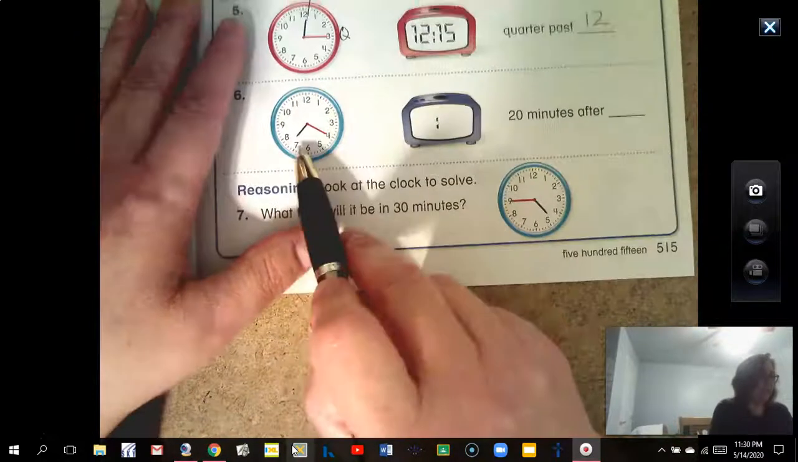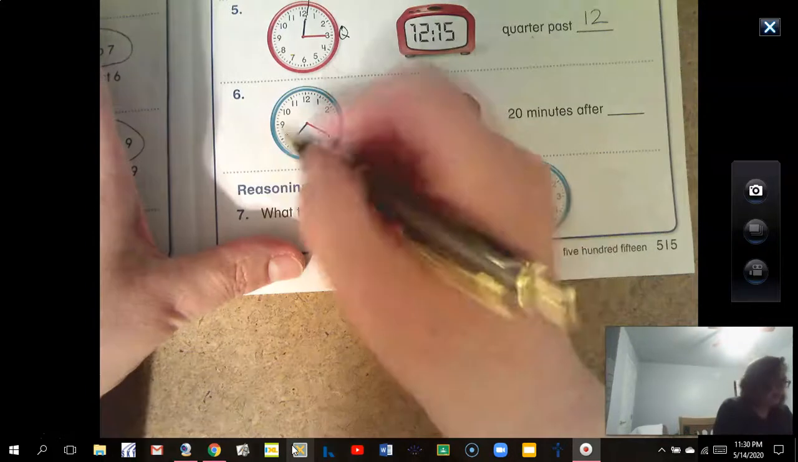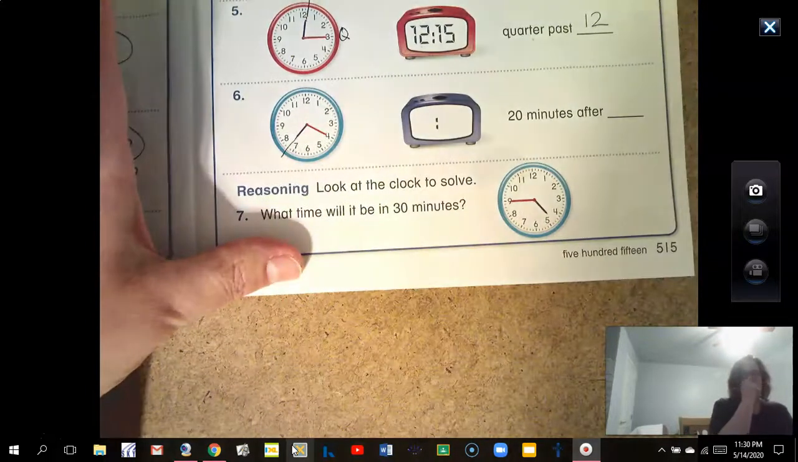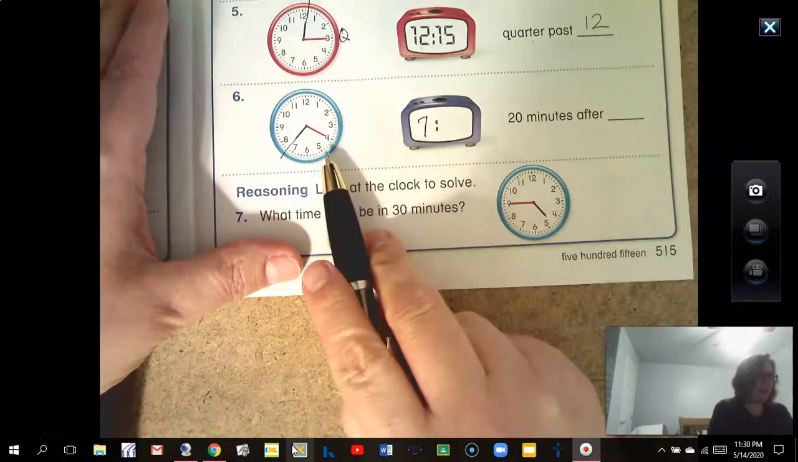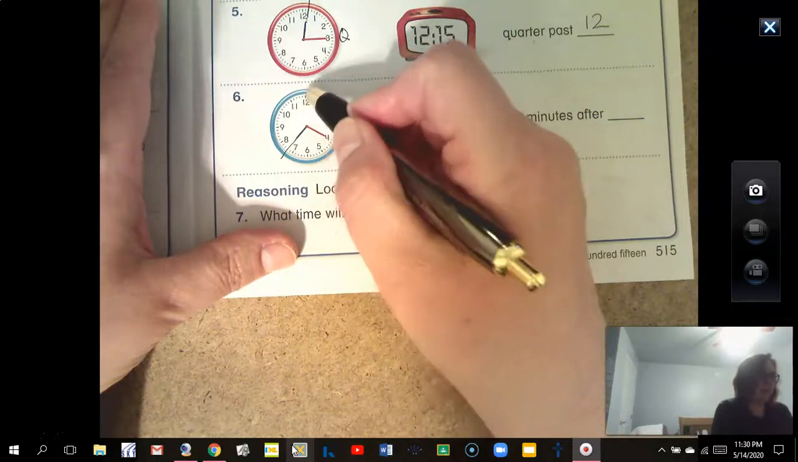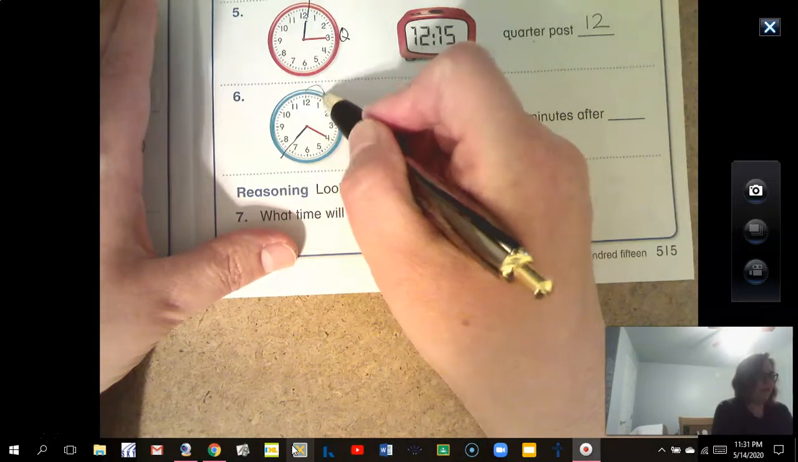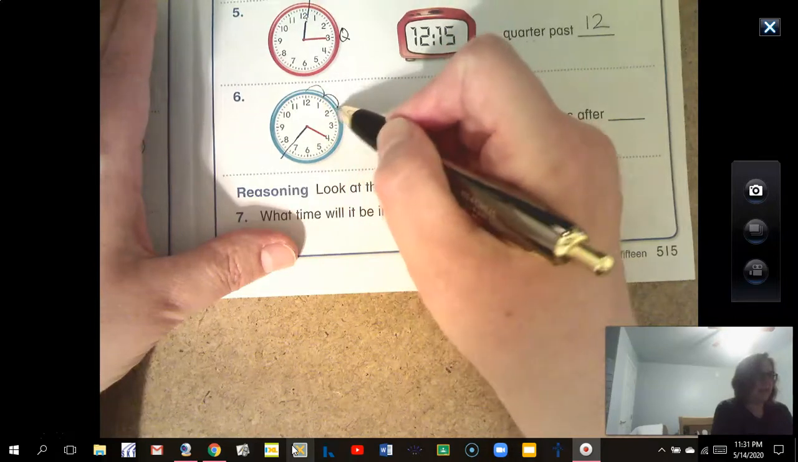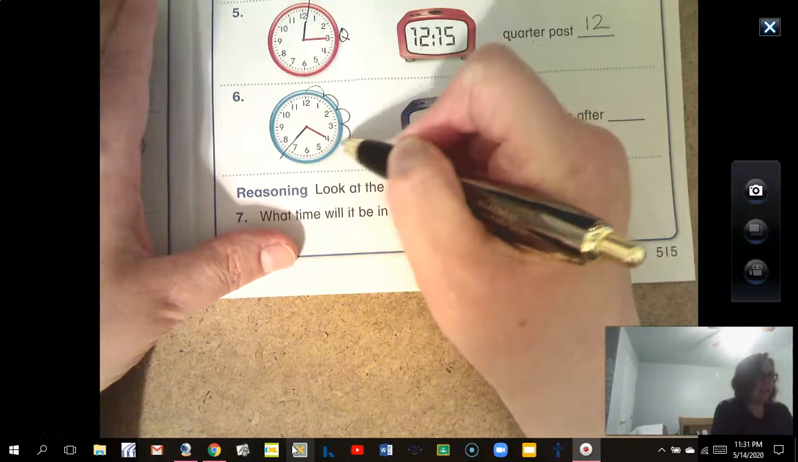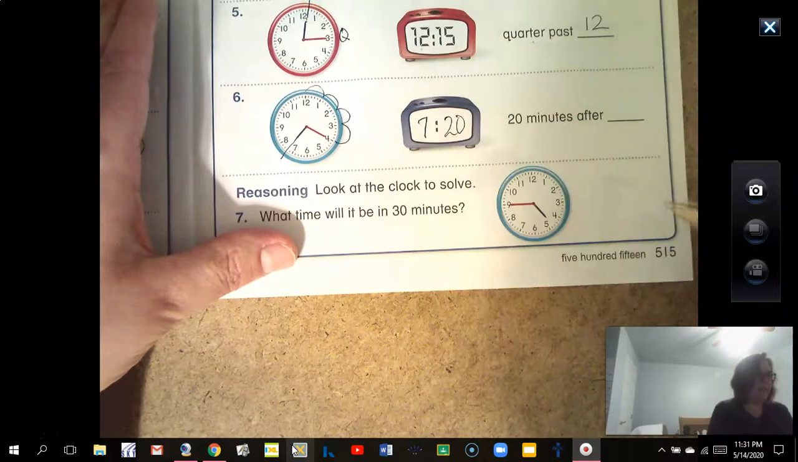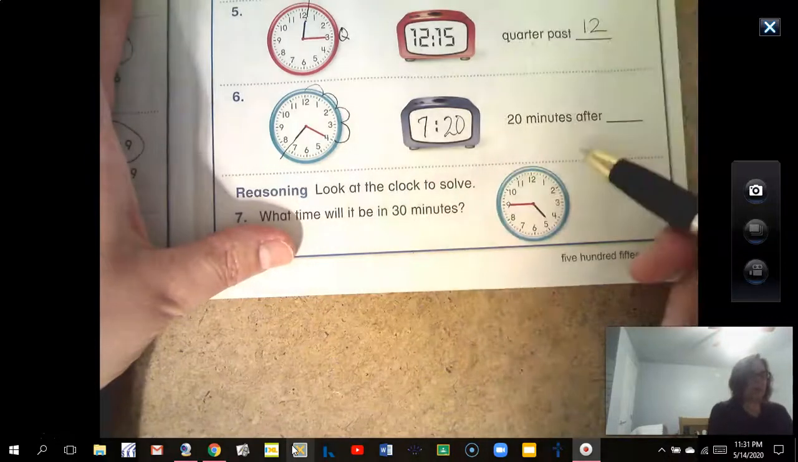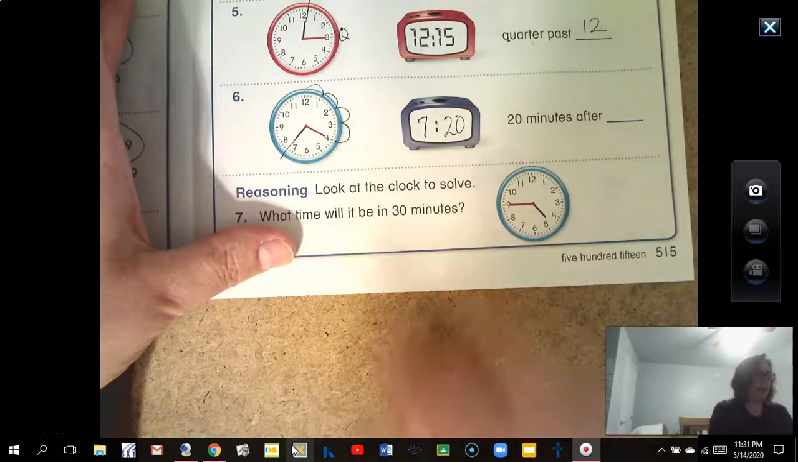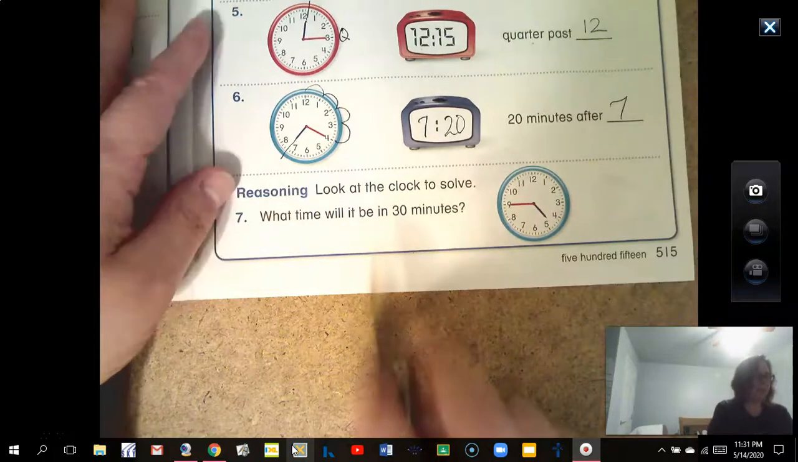All right, let's take a look at this one. Let's look at the hour. If I extend it out between the 7 and the 8, so it hasn't reached the 8, it's 7. And then let's go to the minutes. Let's start counting. Remember, we count minutes by 5s. 5, 10, 15, 20. We could also have looked at our clock. See, I wrote 20 there before, so it's 20 minutes that went past. And it's 20 minutes after what's the hour? That's right, 7.